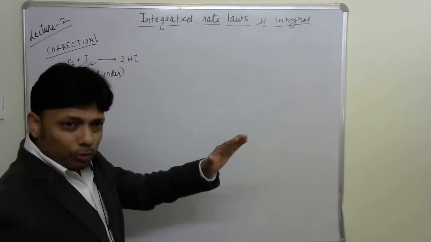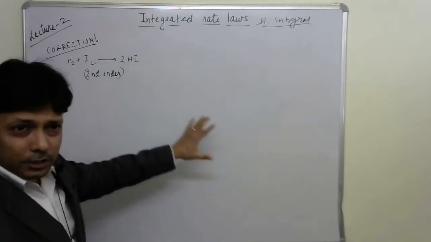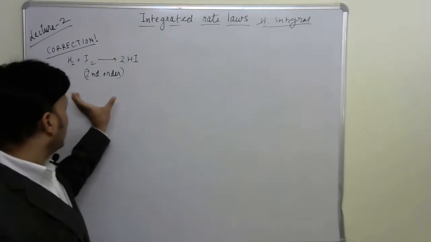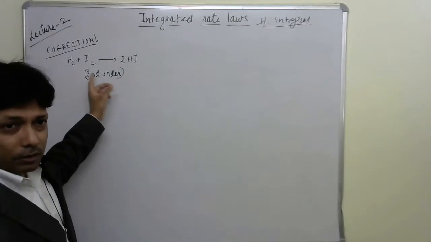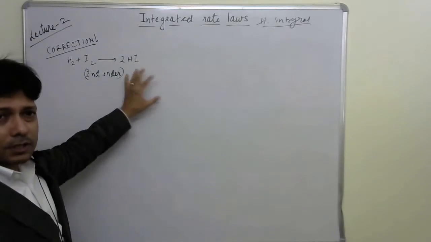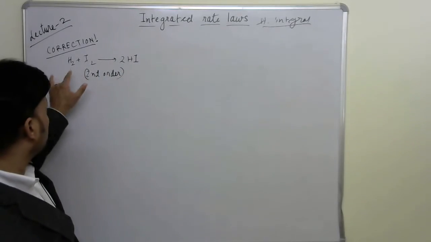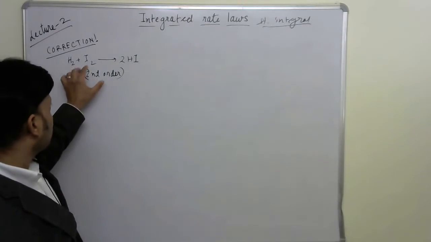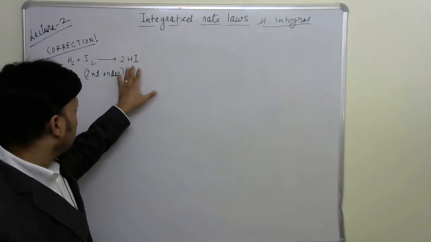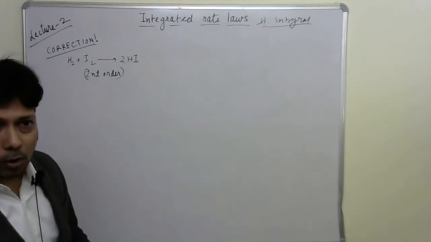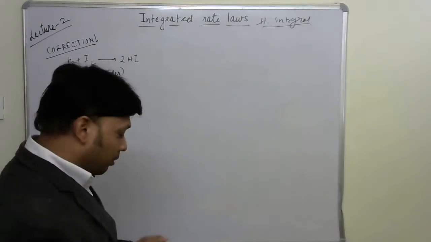Before we proceed to the pseudo first order reaction, I just realized that I made a mistake while mentioning the example of the second order reaction. The correct reaction should be just the opposite. Probably I had written the reverse reaction, but it should be gaseous hydrogen plus iodine giving the hydrogen iodide molecule. So it's an example of the second order reaction.